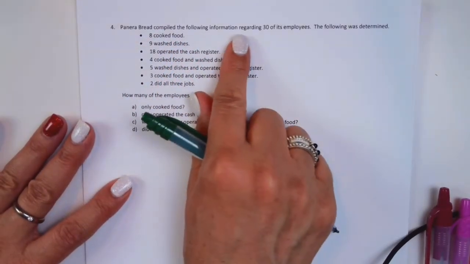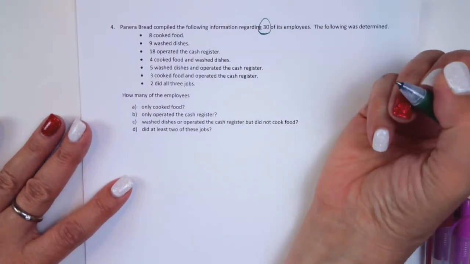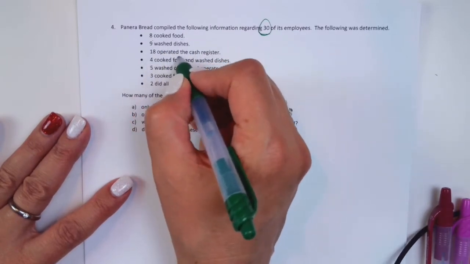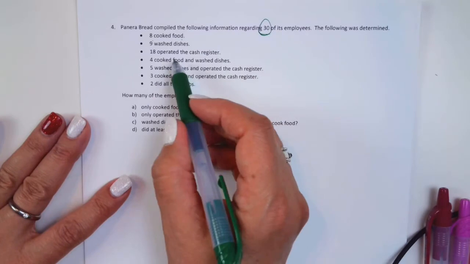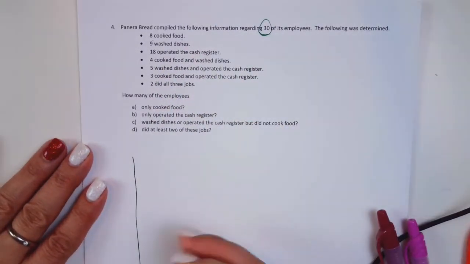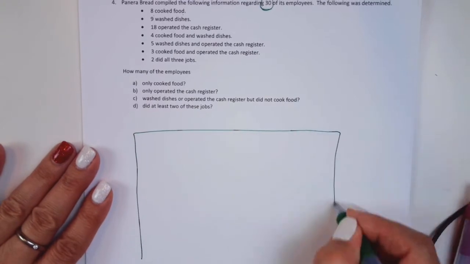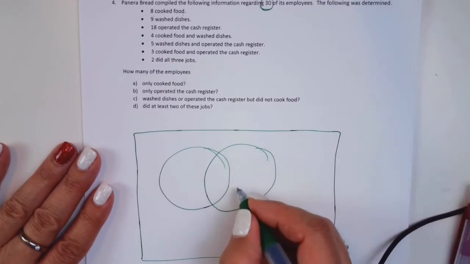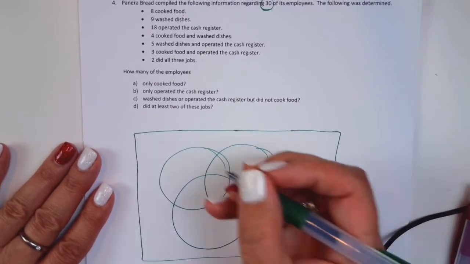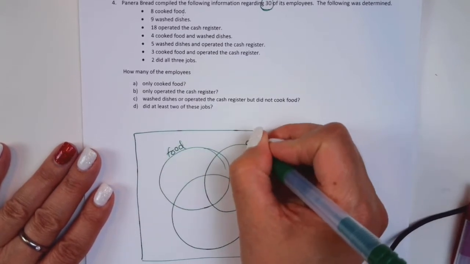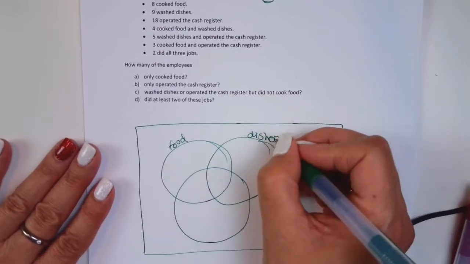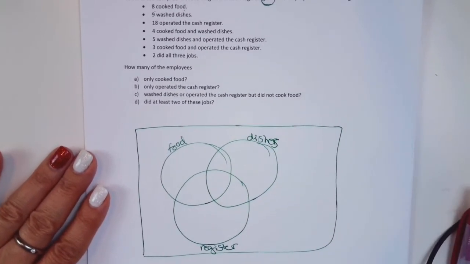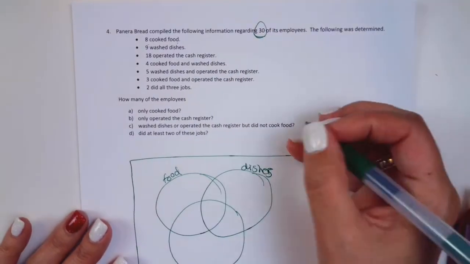Panera Bread compiled the following information regarding 30 of its employees. The following was determined: 8 cooked food, 9 washed dishes, 18 operated the cash register. So that's our Venn diagram. Again, we have the 3: cooked food, washed dishes, and operated cash register. So food, dishes, and the register, cash register. So we have altogether 30.